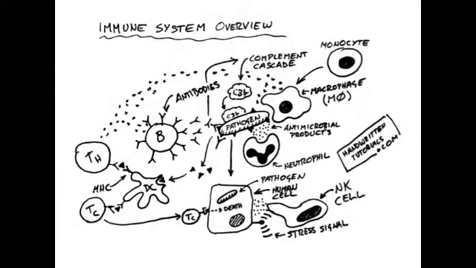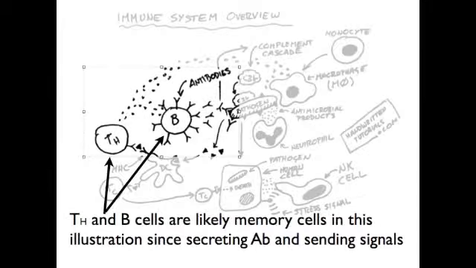At the end of the video overview of the immune system, we pointed out that the T helper and B cells in this image were likely memory cells, since the B cells were already secreting antibodies and the T helper cells were able to respond rapidly by sending signals.